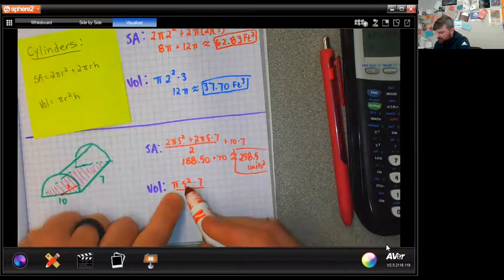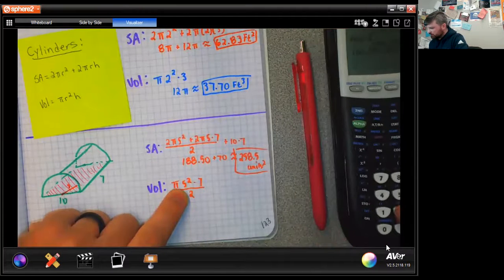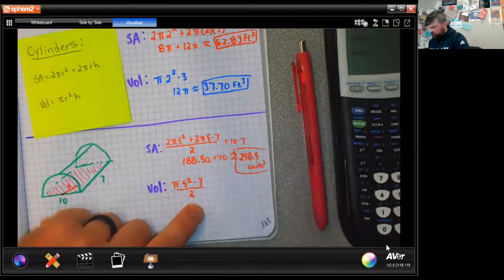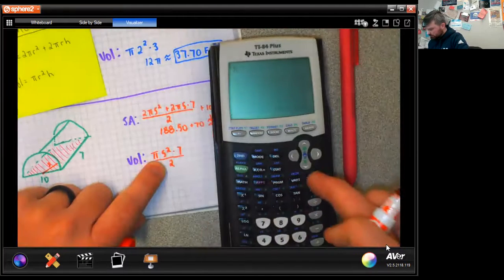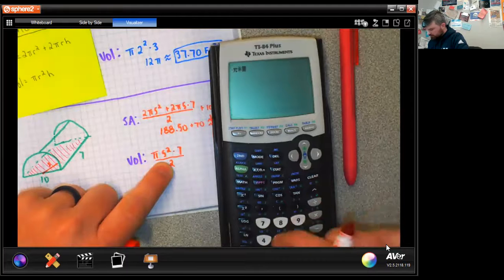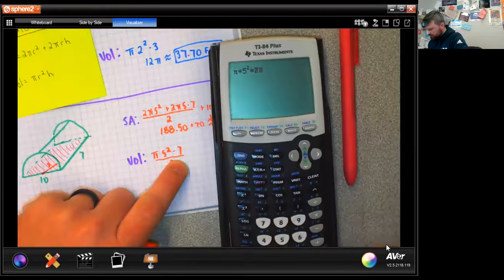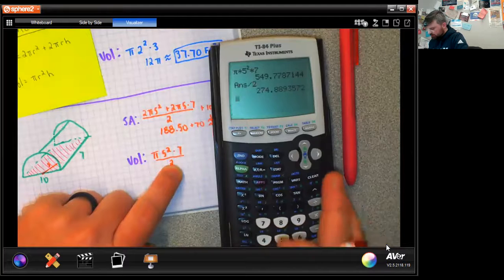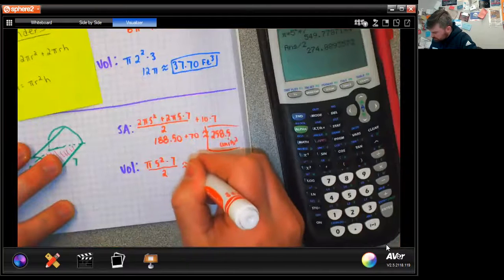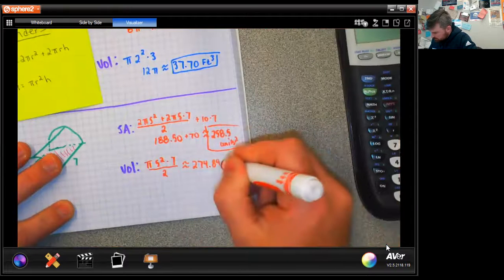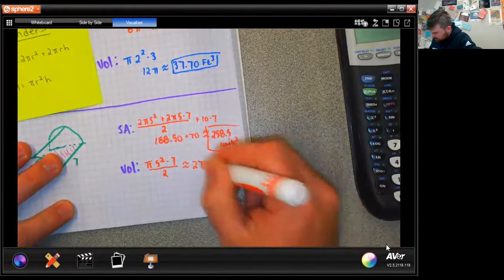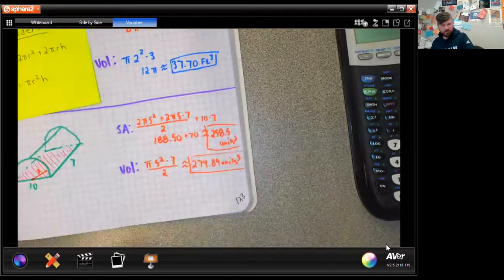Okay, so you got 5 times 5 is 25. 25 times 7 is 175 divided by 2. We'll just put all this into the calculator at once. So pi times 5 squared times 7, and then divide that by 2. So you get about 274.89, and that is units cubed. And I forgot to do that in blue. Forgot to switch.